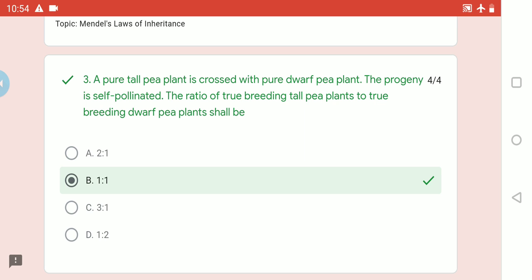So when the test cross is conducted, 50% of the plants are generally of the parental character. Here it is mentioned tall, right? Yes. Then in such a case, 50% of the plants are tall and 50% of the plants are dwarf. So that is in the ratio 1:1, isn't it? Yeah. So this question is related exactly to the test cross. The logic or the topic is test cross.